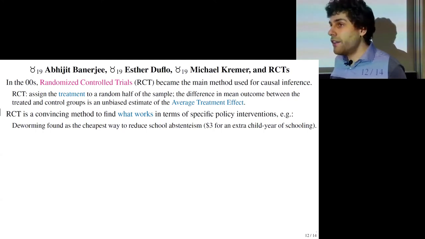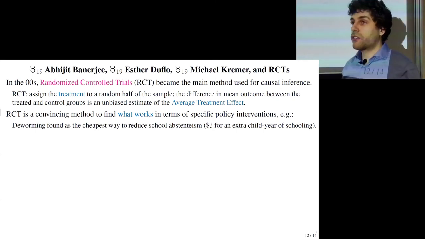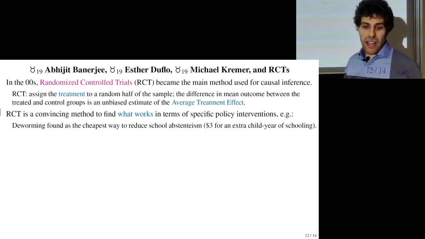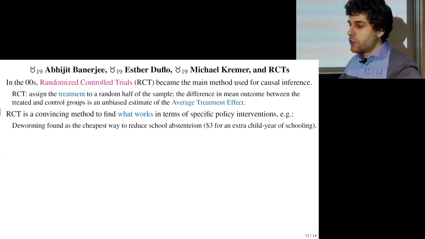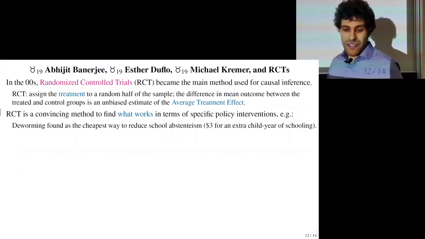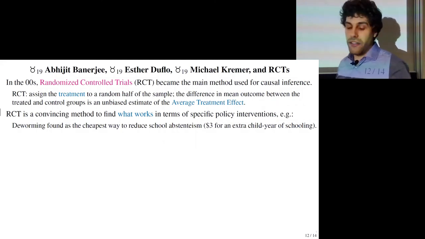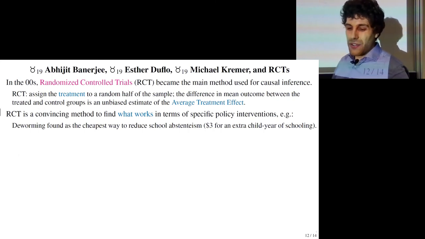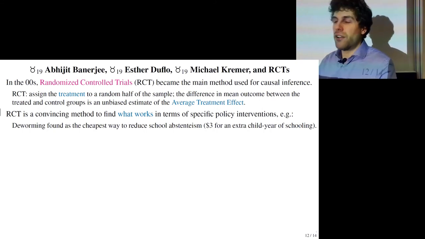So different things were tried, like hiring an extra teacher, providing more textbooks, and including in the midday meal some medicine that would kill the intestinal worms. And it turned out that this last option is the most efficient, in the sense that it is the cheapest way to bring an additional child-year to school.